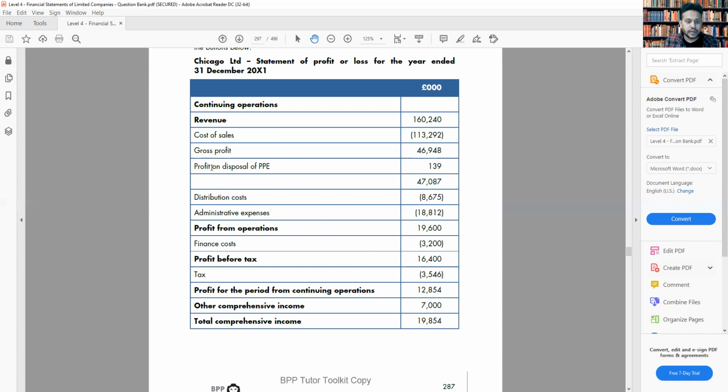For example, profit on disposal of the property, plant, and equipment. So this profit on disposal of PPE, that is property, plant, equipment, means I have sold some property, plant, and equipment, and I have made a profit of 139. Now the question is, is it my daily activity of the business? The answer is no. This is not the thing I do every day.